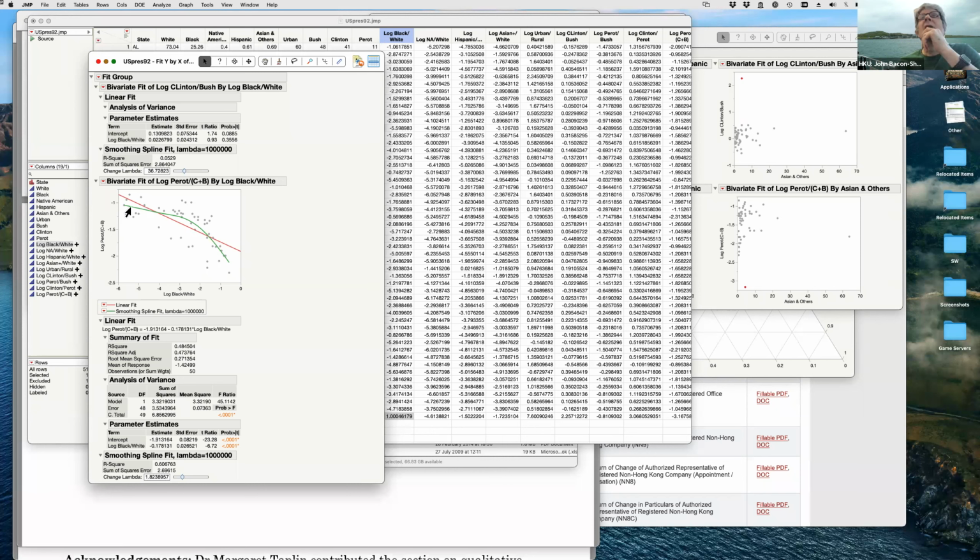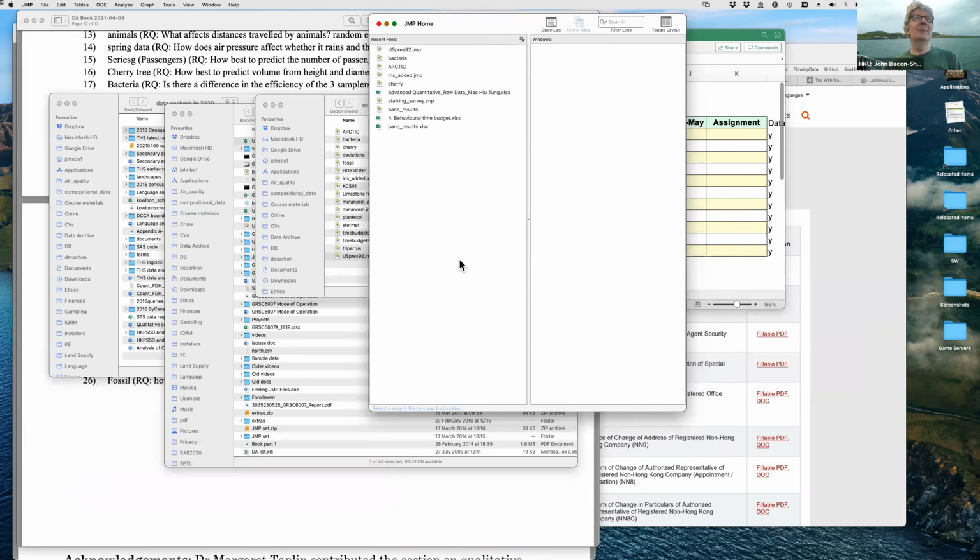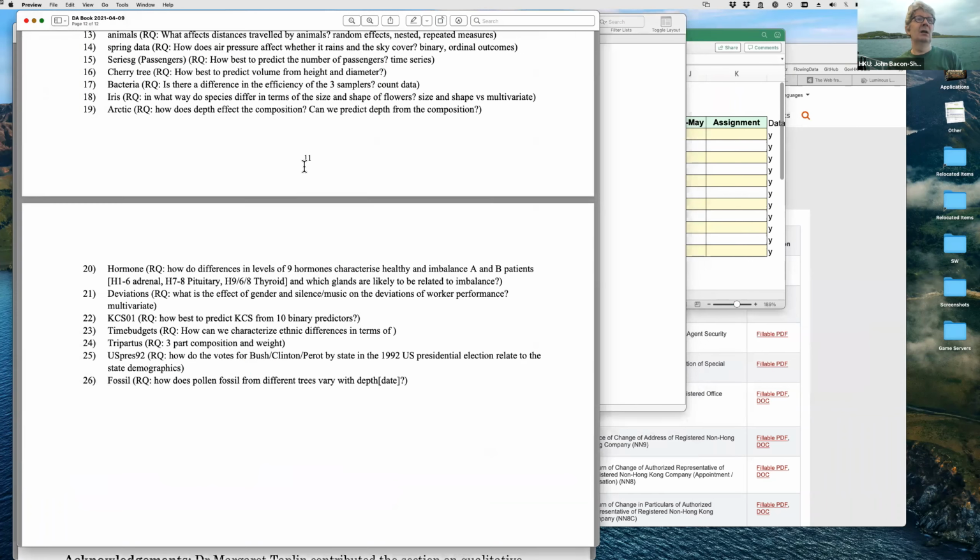Now, what else? Yeah, there's nothing else in this data set alone, as I said. We could look more carefully at the Hispanics and the Asians plus others. Again, we would need to put in some log ratios in order for this to be meaningful. Okay? Now, I think maybe I should stop there and go back to the assignment.